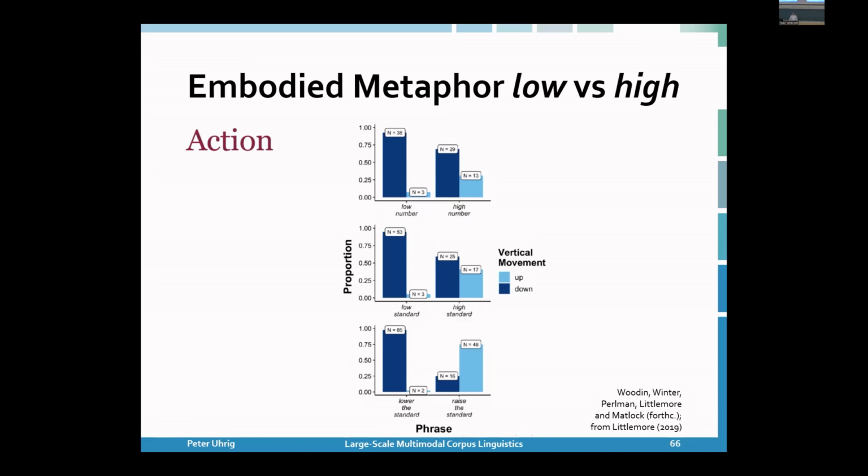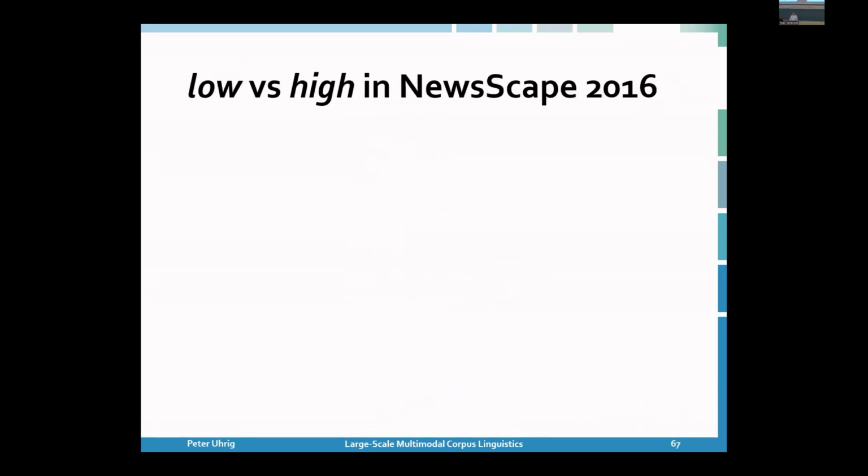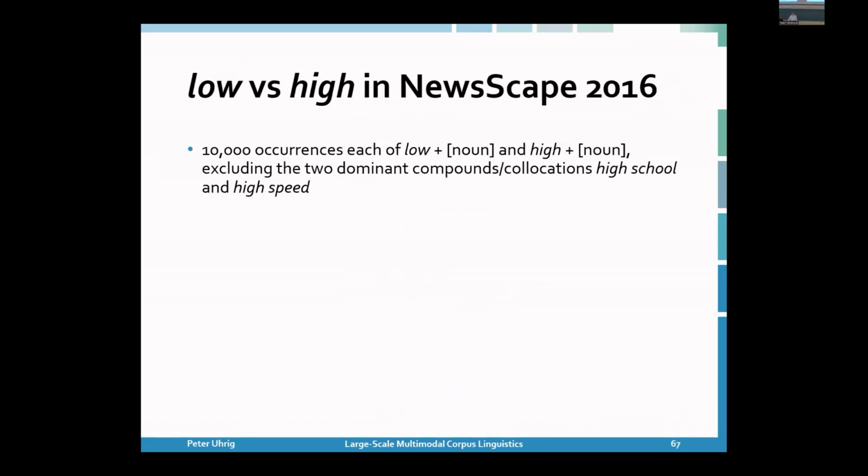All right, so they looked at that in manual analysis on this TV data, and I thought, well, can we use OpenPose for that? And so let's try. So we got 10,000 occurrences each of low plus noun and high plus noun. I actually excluded high school and high speed because they were everywhere. American TV news is all about high-speed chases on the highways. And so they would have amounted for such a large proportion that you don't see anything about high as such. You see something about the compound, and that's what I didn't want to have.